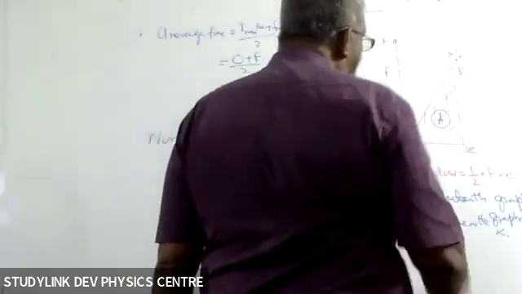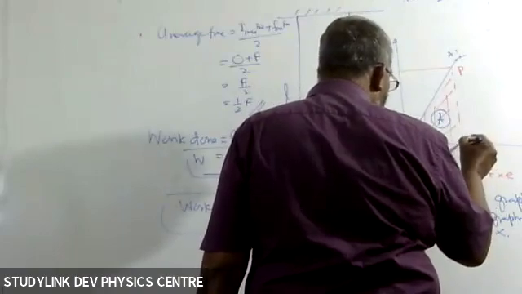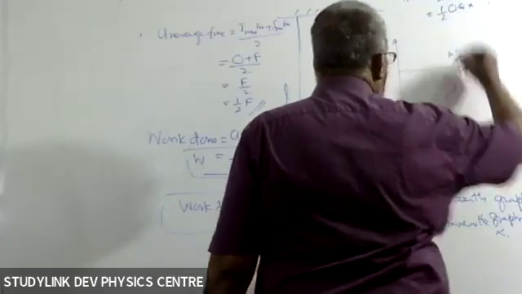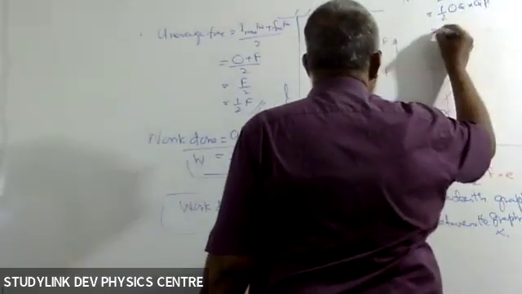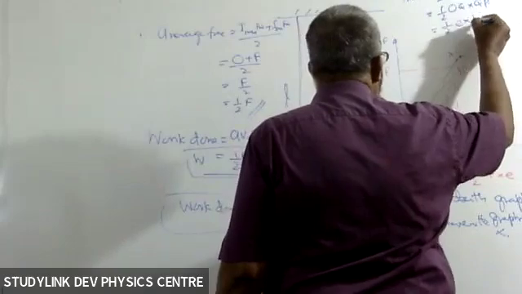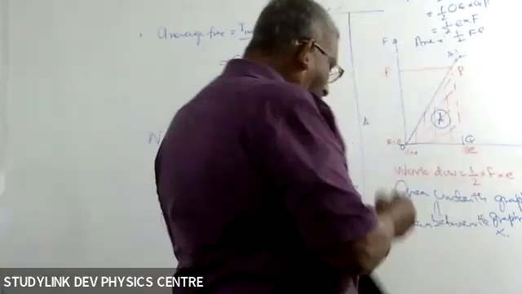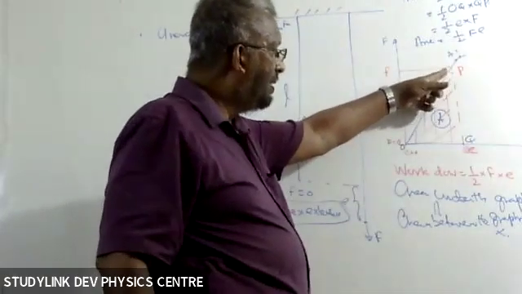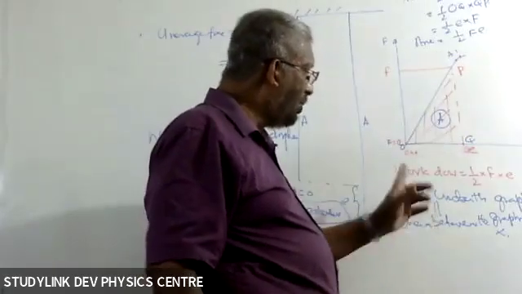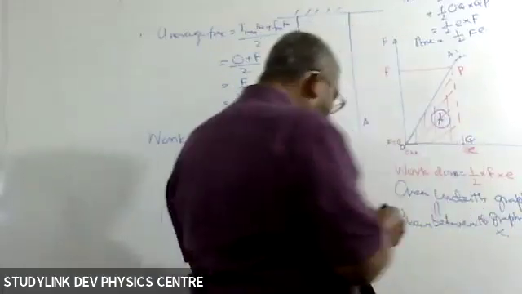So the base is OQ, this is O and this is Q, and the height is QP. That is half OQ into QP. Half OQ is equal to E, and QP is equal to F. That means half F E is the area. Therefore, the area between the graph or the line and the x-axis, the area under the graph, is equal to the work done, or the energy stored in the wire.